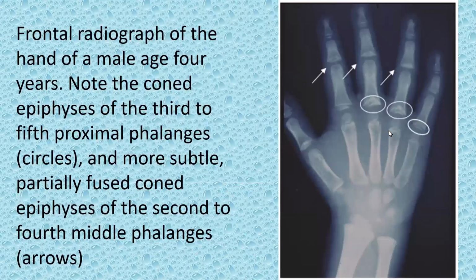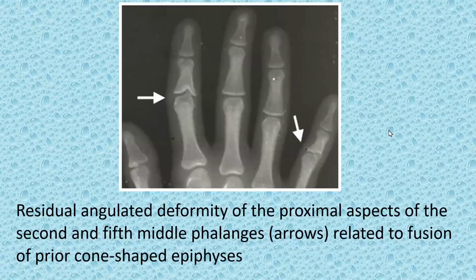Frontal radiograph of the hand of a male aged 4 years: note the coned epiphyses of the third to fifth proximal phalanges, and more subtle partially fused coned epiphyses of the second to fourth middle phalanges. This shows you a residual angular deformity of the proximal aspects of the second and fifth middle phalanges related to fusion of prior cone-shaped epiphyses.